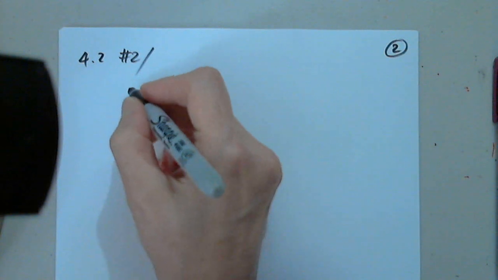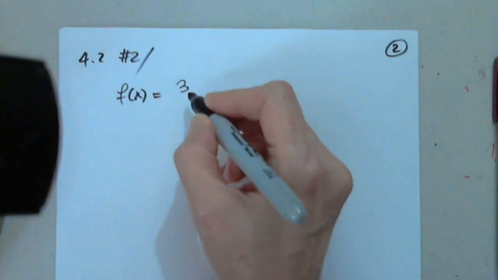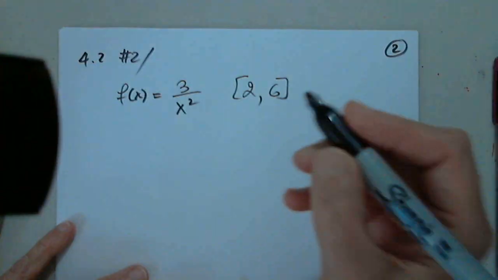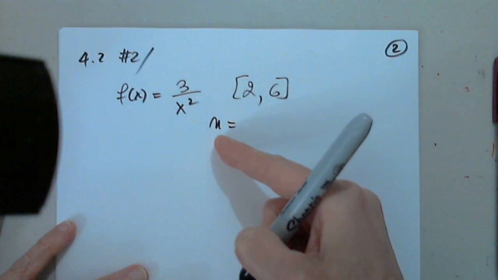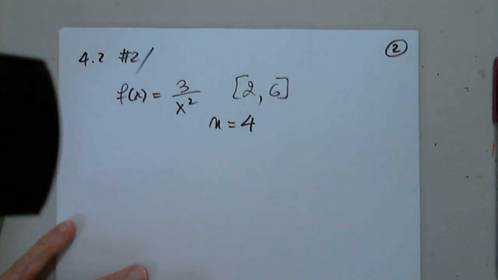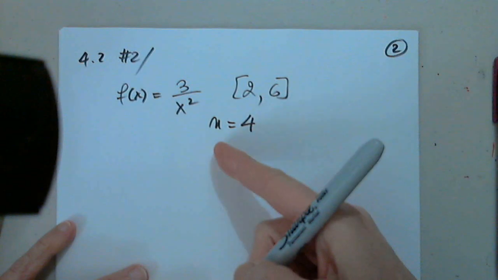Could we do lab math section 4.2 and problem number 2? Yes. Can you dictate it, or do I need to open my lab math? So, approximate the area under graph A, and our graph A is f of x equals 3 over x squared over the interval 2 to 6. How many subintervals? Is there a picture there? Okay, n equals 4.